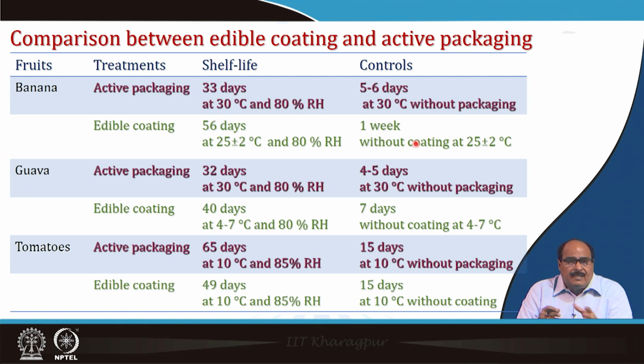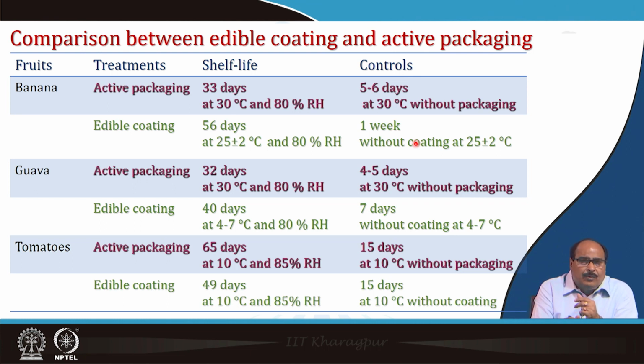This is a comparison between edible coating and active packaging, work done in my laboratory. We have found that in the case of banana active packaging, the shelf life was up to 33 days at 30 degrees Celsius temperature and 80% relative humidity, whereas the control could last only 5 to 6 days.